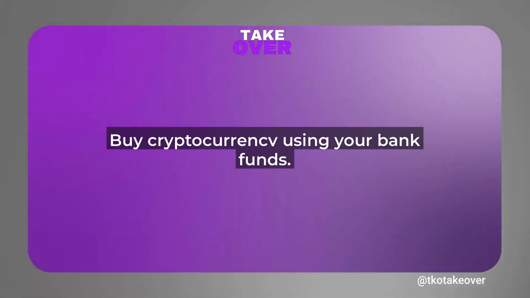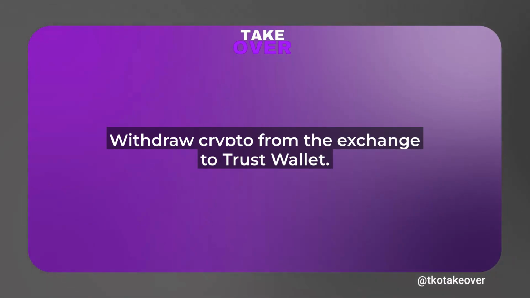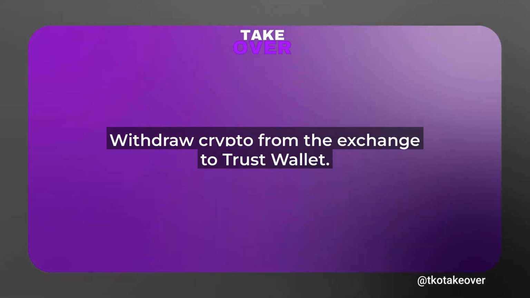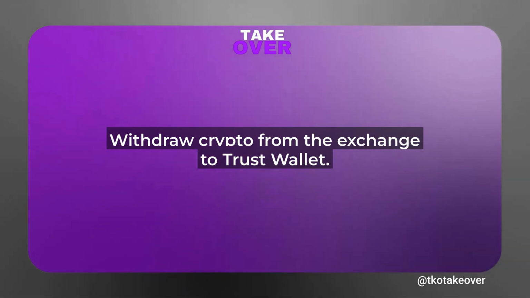Step 3. Once you've purchased your crypto on the exchange, withdraw it to your Trust Wallet. Paste the wallet address you copied earlier into the exchange's withdrawal section, double-check everything to avoid errors, and confirm the transaction. Remember, transactions might take a few minutes to an hour, depending on network fees and congestion.